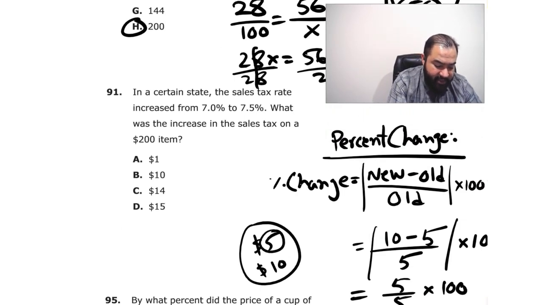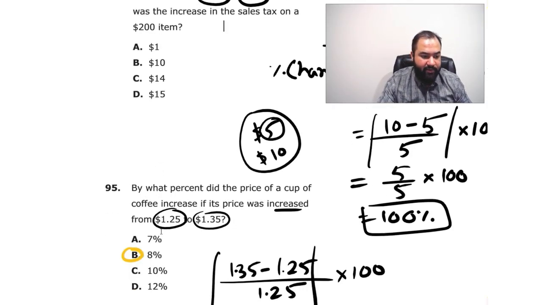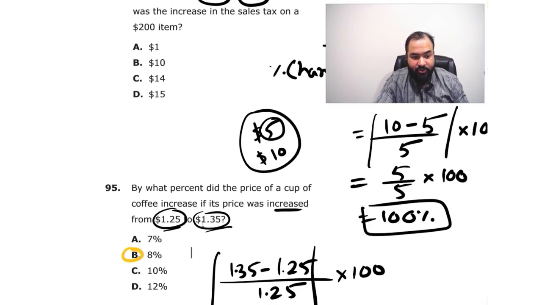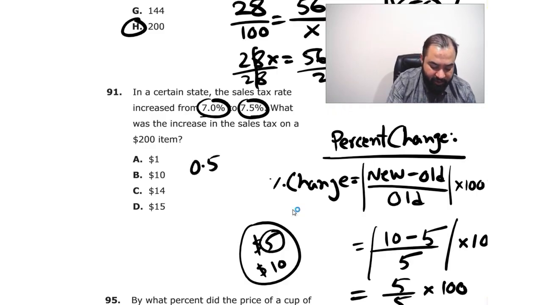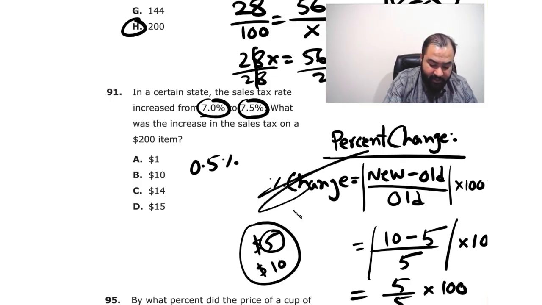So now let's take a look at this question here, 91. It says, they try to trick you on this question. So the sales tax rate increased from 7% to 7.5%. This is already in percentage. The other question we did, they were just numbers, like $1.25, $1.35. That's not percentages. So if you want to find the percent change between two numbers, then you use the formula, but they're already just the percentage, 7 to 7.5. I can just simply subtract 7.5 minus 7, which is a 0.5% increase, right? So on $200. So 0.5% means, I'm just gonna erase these things here.